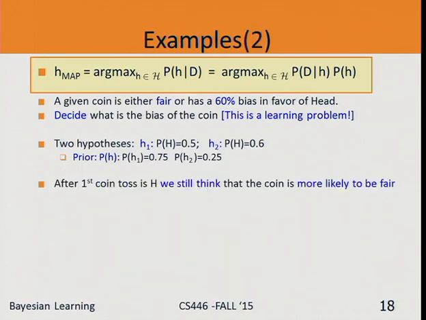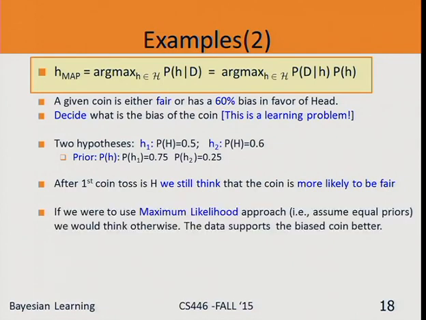Okay, now given that we still think that the coin is more likely to be fair, you can go through the exercise and try a few things. For example, you can try the maximum likelihood approach. In the maximum likelihood approach, I don't have a prior. My prior for biased or fair is 0.5.